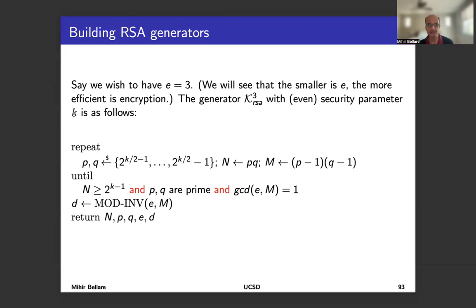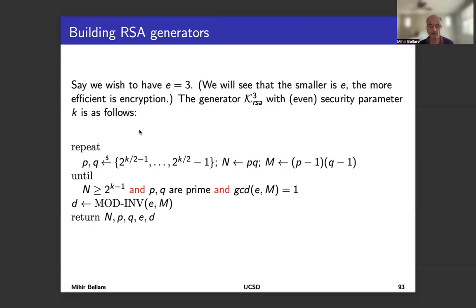So remember, it has an associated security parameter. The larger that is, the more the security is, and that gets reflected in the bit length of the modulus n that it chooses. And remember that its job is to output 5 things: the modulus, 2 primes, an encryption exponent, and a decryption exponent. So how is it going to pick them?